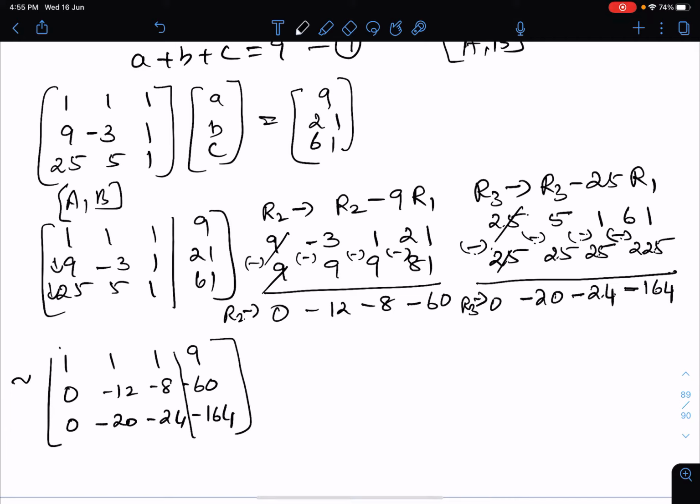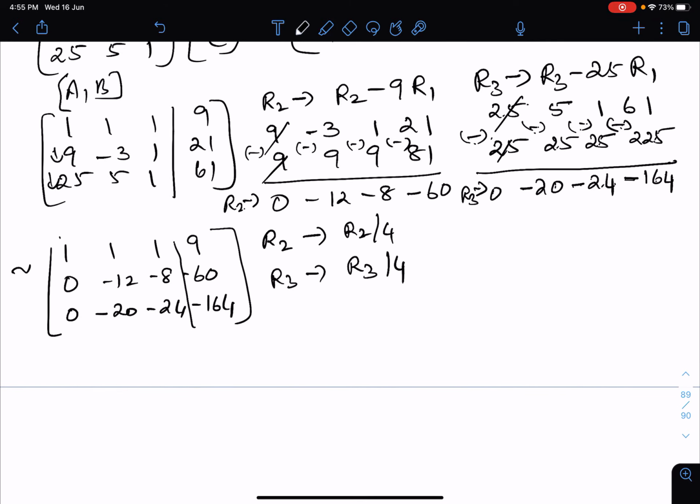Draw the line. And here there are common factors in the second row, also 4, and third row, also 4. So you are going to divide R2 by 4. Similarly, R3 also you are going to divide by 4. So if it is reduced, it will be easy for us to find out. Okay. So our equivalent matrix is 1, 1, 1 and 9. And here 0, minus 3, minus 2, and here it is minus 15.